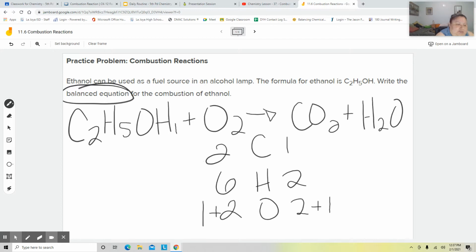Okay. Where are you going to start balancing? Are you going to start balancing with carbon or are you going to start balancing with hydrogen? Never start with oxygen. If you see a plus sign in between the numbers, do not start with this guy. Leave him to the very end. Okay? So where do we want to start? Carbon or hydrogen?